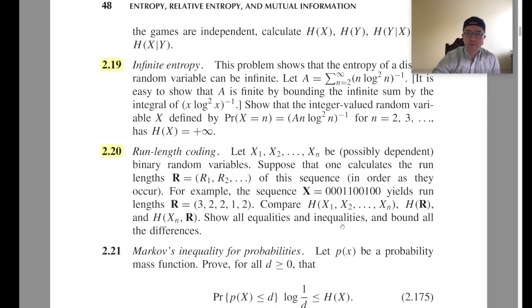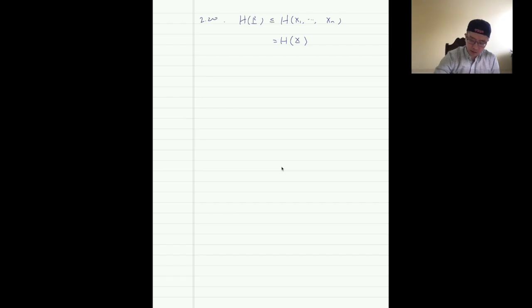Okay, H(R) has to be less than or equal to H(X1, ..., Xn), right? Because R is a function of the vector of X. And yeah, maybe we can write this as that, right? Okay, so now we know the relationship between this guy and this guy. And now let's look at this guy. Here we can see that this guy would be equal to this guy, right?